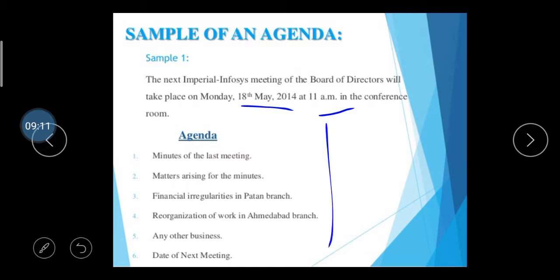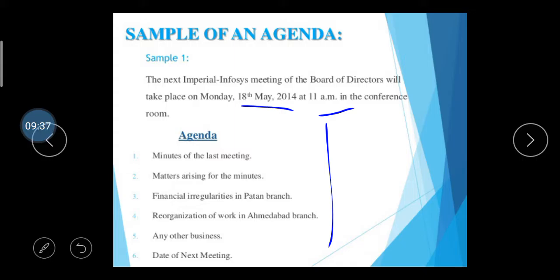Then after, the agenda. You write that the agenda is: minutes of the last meeting. Then second, matters arising from the minutes. Then financial irregularities in the Patna branch. Then after, recognition of the work of the Ahmedabad branch. Then any other business and the date of the next meeting.